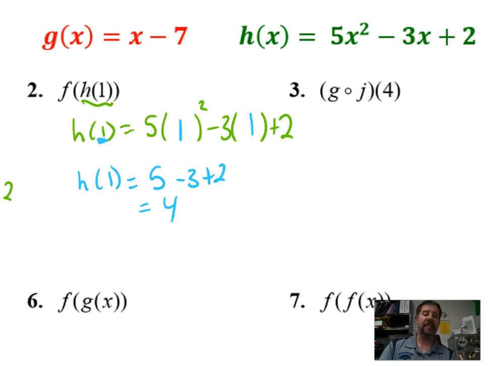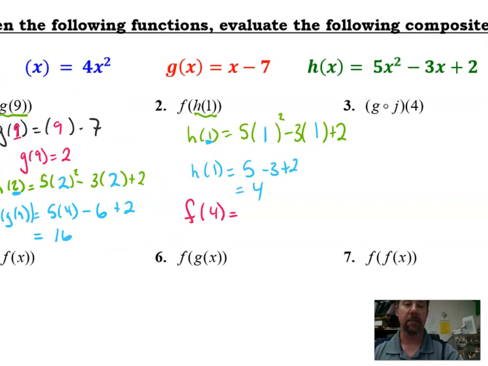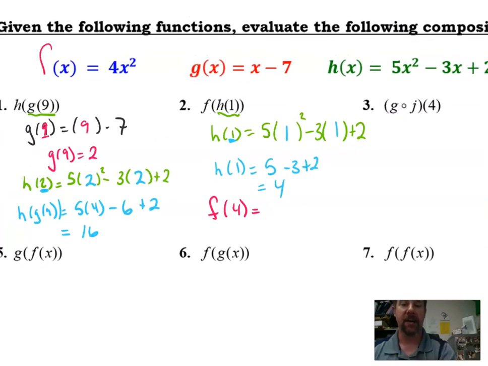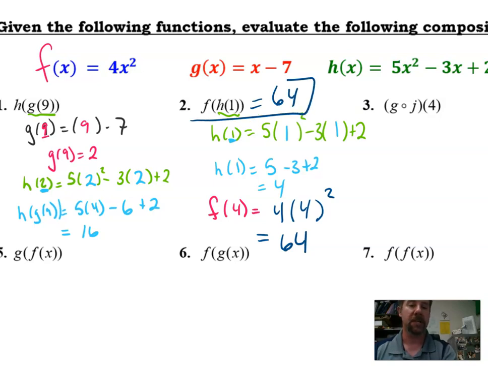And now that I know what the inside is, now that I know h of 1 is 4, I want to go find f of h of 1, or f of 4. So now I've got to go find my f function. And again, watch out here. I don't know if your notes are like mine, but I noticed earlier that up here the f is gone. I don't know why. So that should be f of x equals 4x squared. All right, so that's the function I want to grab. So f of 4 would be 4 times parentheses x squared, and we're plugging in the 4 to the inside. So this becomes 4 times 16, or 64. So f of h of 1 equals 64.